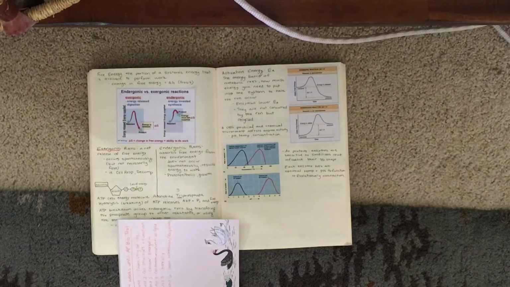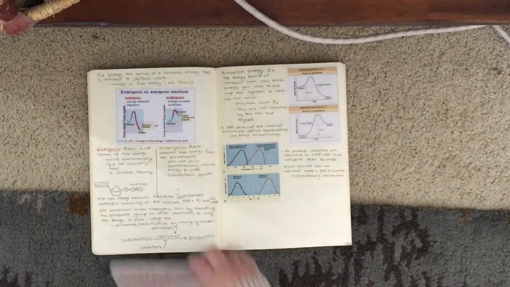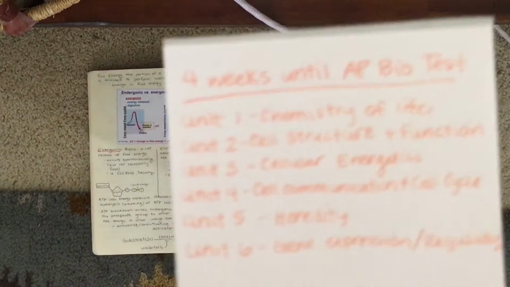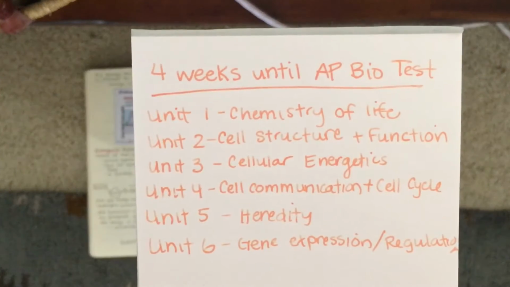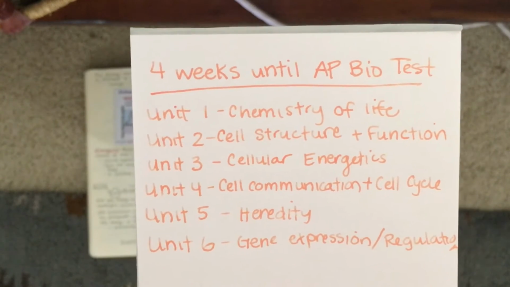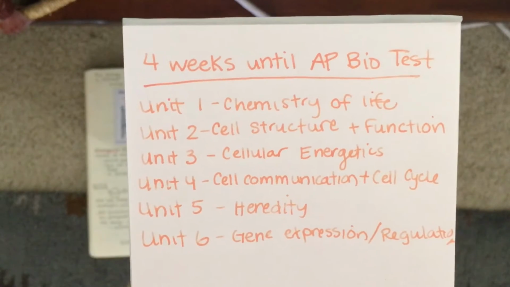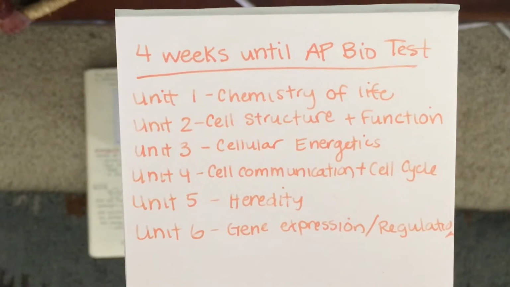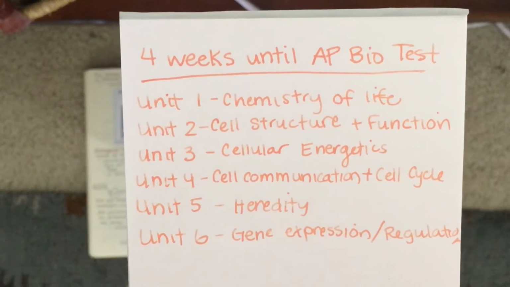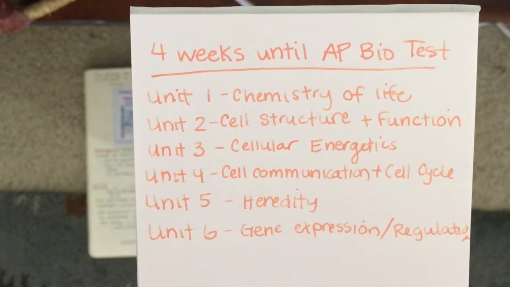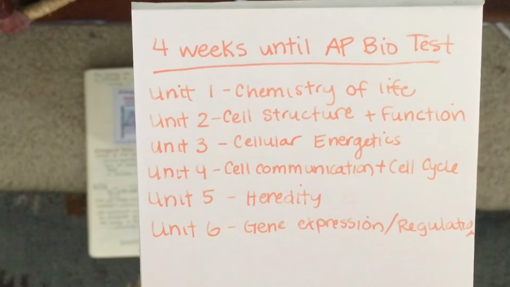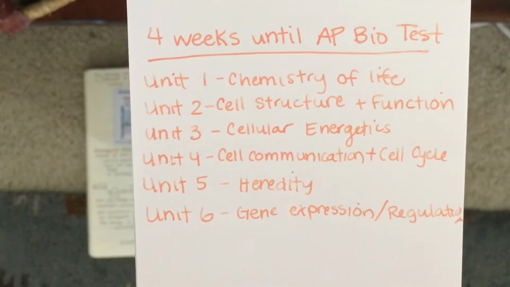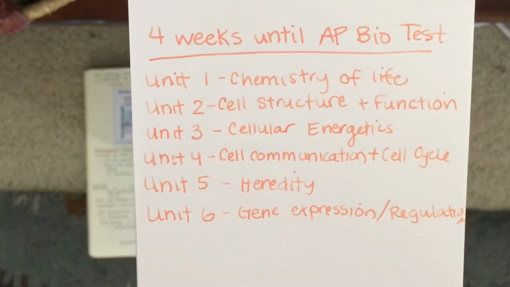I thought I would give you a study tip technique for reviewing units for the upcoming AP Bio test. These are the upcoming units, units 1 through 6 of the official AP Bio test, and we have 4 weeks until Monday, May 18th. Chemistry of Life is that biochemistry unit you all wanted to cry your eyes out on. So properties of water, monomers and polymers, and the structure of carbohydrates, fats, proteins, DNA, things like that.